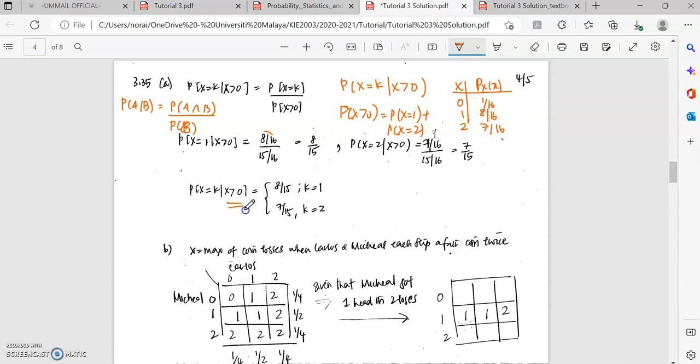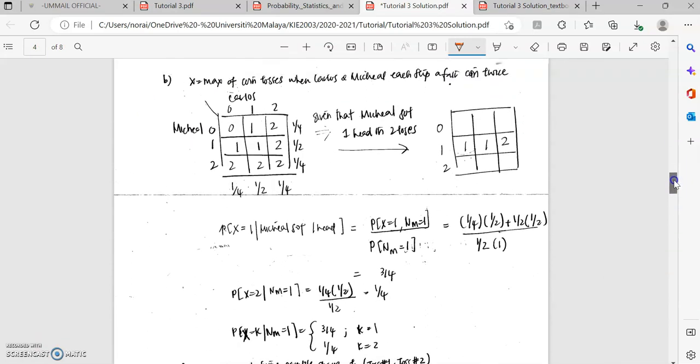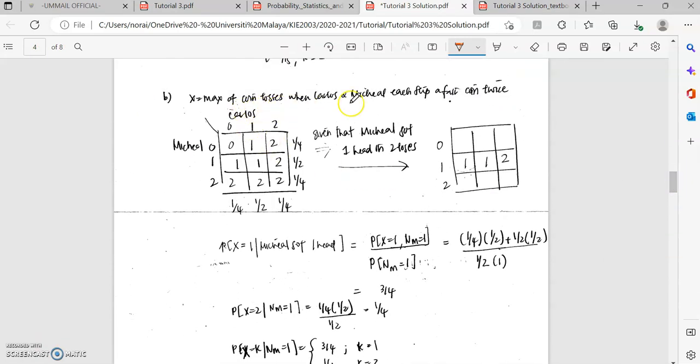Right, let's look at B. B is asking that we find the conditional PMF of X given that Michael got one head in 2 tosses. This is the maximum number of heads when Carlos and Michael each flip a fair coin twice. This is the original X, and this is the possible outcome for X, the maximum. This is what we did previously. Now we condition on Michael getting one head in 2 tosses.